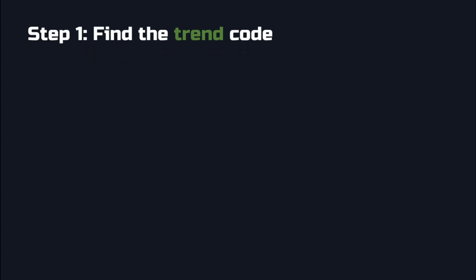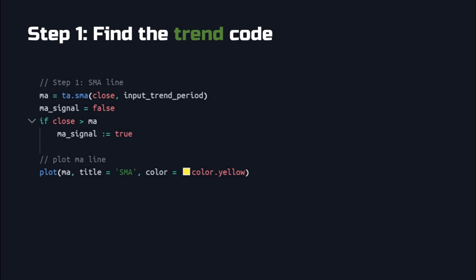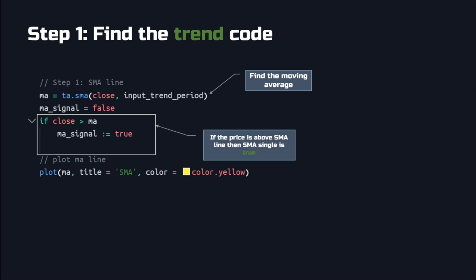The SMA value for the current bar is calculated for the defined input trend period, which in this case is 20. It then checks if the current closing price is above the moving average line. If that is the case, then the moving average signal will be set to true. This is the signal for our first step. The SMA line is also plotted on the chart, displayed with a yellow line.